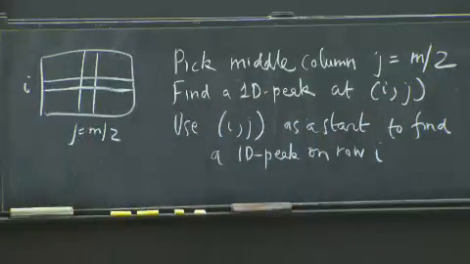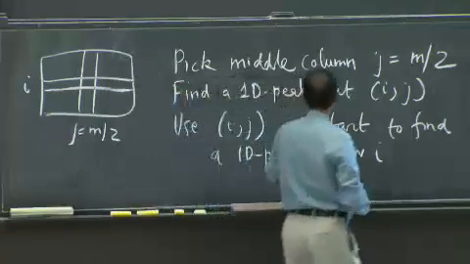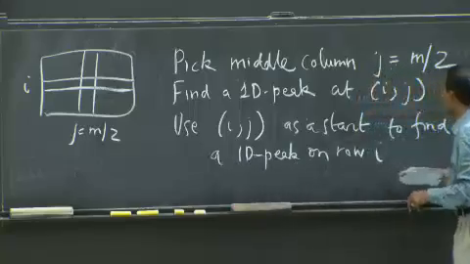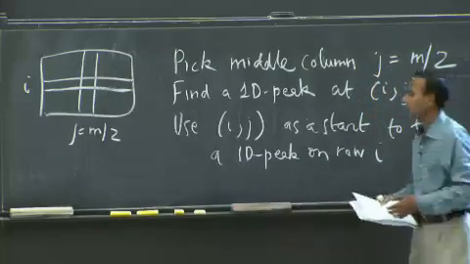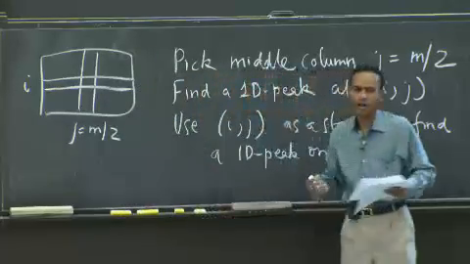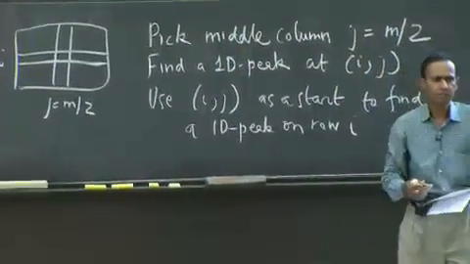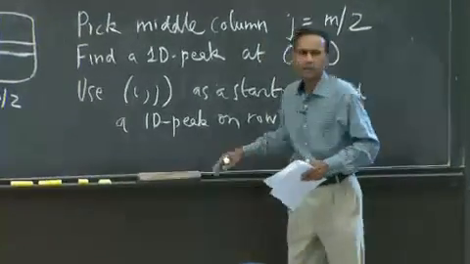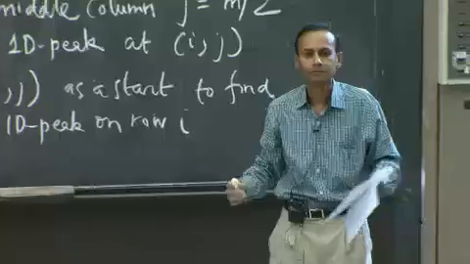oh, I'm sorry, you're right. The log n complexity, that's what this was. Where do I have that here? Yeah, log n complexity, thanks, Eric. And then once I do that, I can find a 1D peak on row i. In this case, the row i would be m wide, so it would be log m complexity. If n equals m, then I have a couple of steps of log n, and I'm done. Right? Am I done?